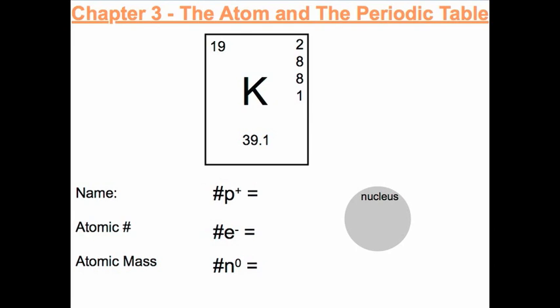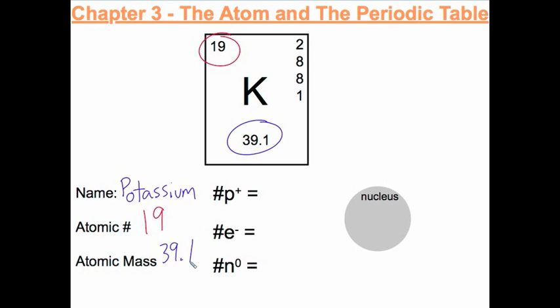So far, we know how to diagram an atom, but a basic diagram. Let's do that for this element. The symbol is K. K is for potassium. 19 is the atomic number. The atomic mass is 39.1.